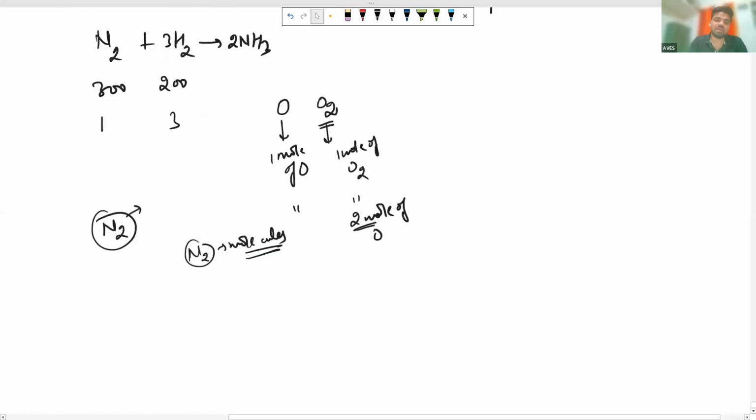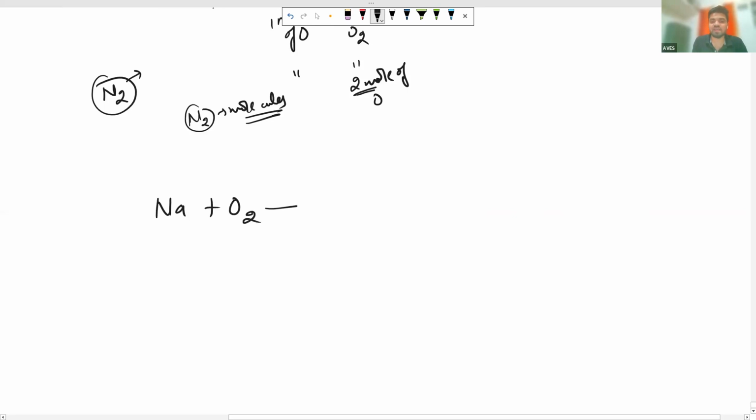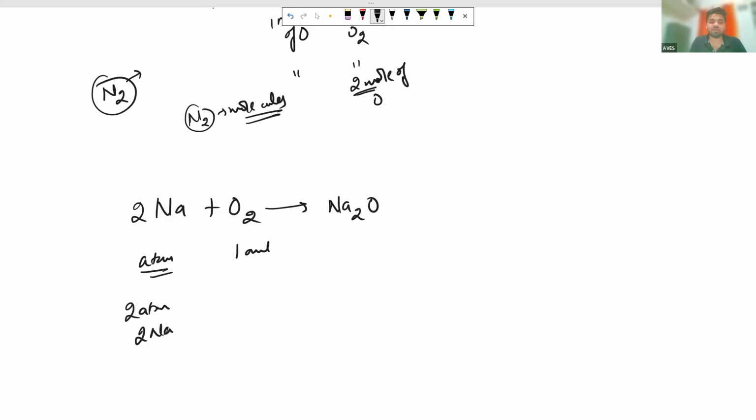For example, if I'm saying sodium reacts with oxygen gas, it gives you Na2O. In the formula, if I'm balancing this one, we'll write 4Na plus O2 gives 2Na2O. Now I'm saying that 2 atoms of Na combine with 1 molecule of O2, now it is balanced. If it is in one molecule, it means O2.